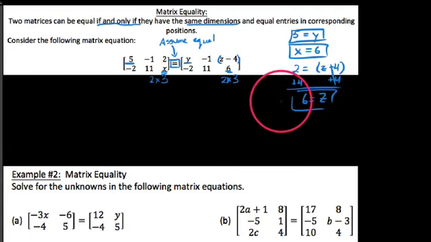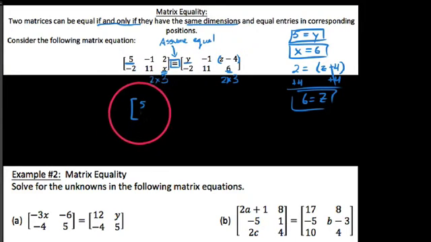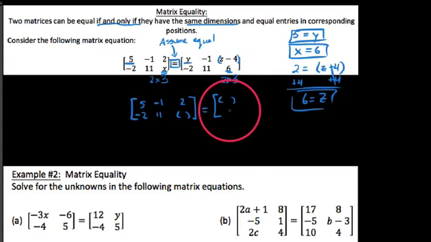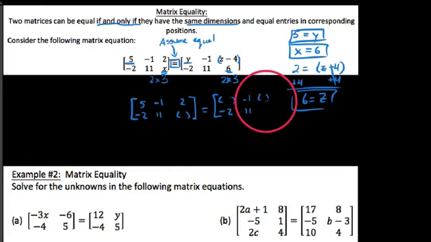And so one thing that I want you to notice is if we were to rewrite this equation, for instance, we say 5, negative 2, 11, this was negative 1, this was a 2, and then we had an x here, and then we say this was equal to y, blank parentheses, negative 2, 11, negative 1, and then we had z minus 4 here, and then 6.